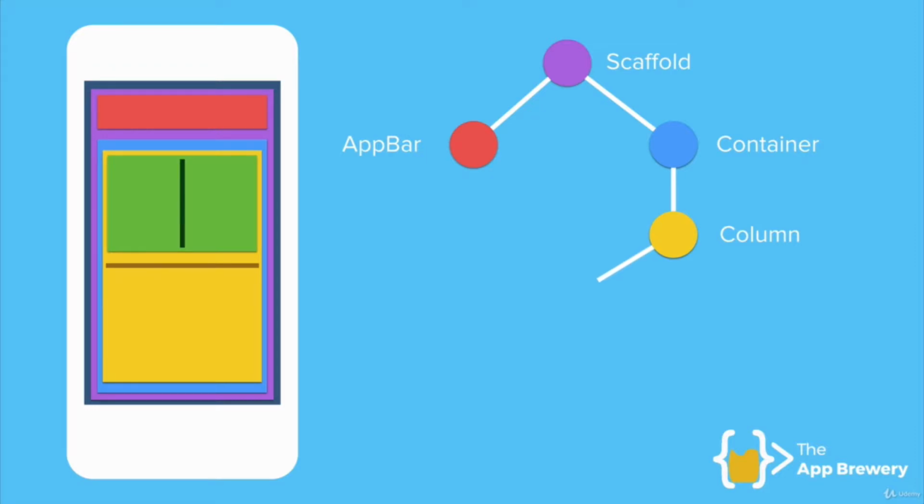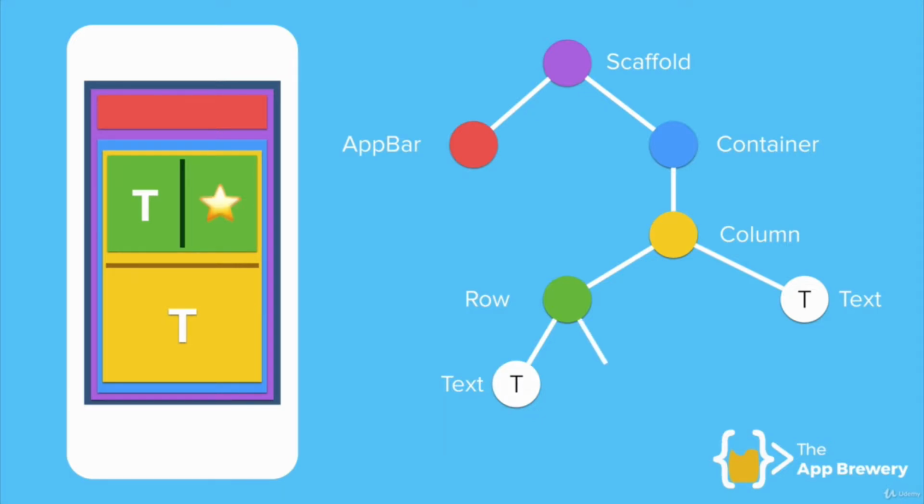So for example, the first thing I might put into my column at the top is a row. And the second thing is I might put in a piece of text. So now I have a column with two items, two widgets, a row at the top and some text at the bottom. Now I can go deeper into my widget tree, and in my row, I'm going to add some text and an icon.